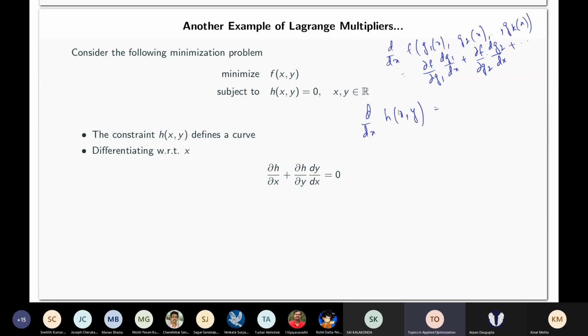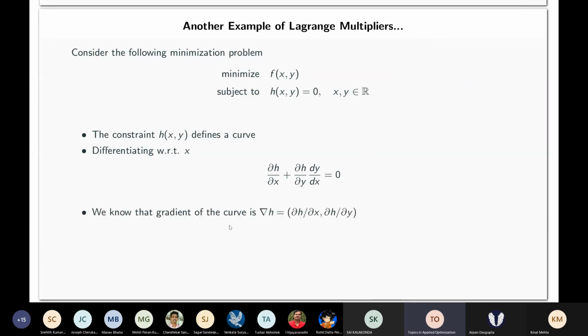If we apply this here, this x and this x are the same, so we will have del h by del x times dx by dx. dx by dx will cancel, so that will be just 1, plus del h by del y times dy by dx, because we are assuming y may be dependent on x. And then the right hand side will be 0 anyway.